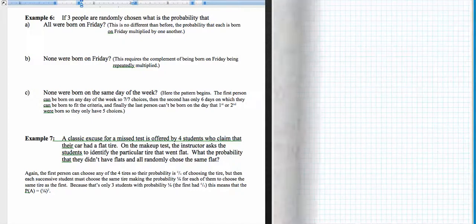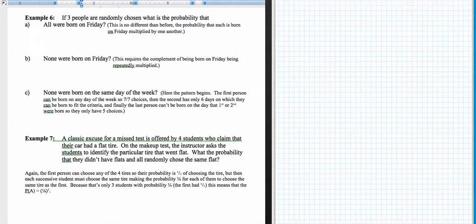Okay, now going on to our excuses for missing a test. We have a classic excuse of a missed test offered by 4 students who claim that their car had a flat tire. On the makeup test, the instructor asked the students to identify the particular tire that went flat. What's the probability that they didn't have flats and all randomly chose the same flat tire? So this is the probability that their tires are all the same flat.